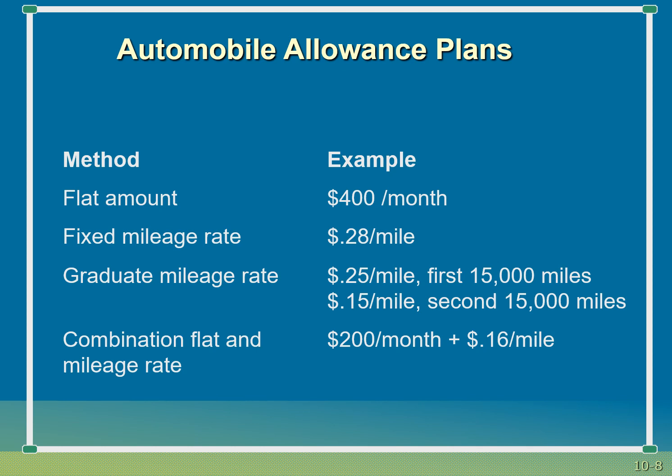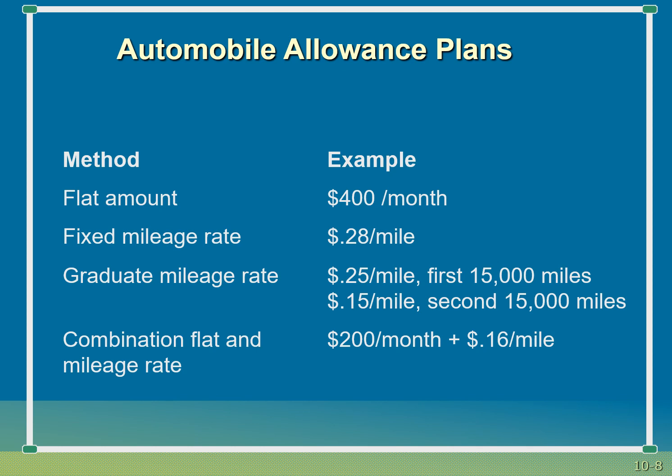Or they could use a graduated mileage rate, like 25 cents a mile for the first 15,000 miles. Most people in America drive about 10 to 15,000 miles a year. On the first 15,000 miles you drive, you get paid 25 cents per mile. On the second 15,000 miles, you get paid only like 15 cents per mile. That's a graduated mileage rate.